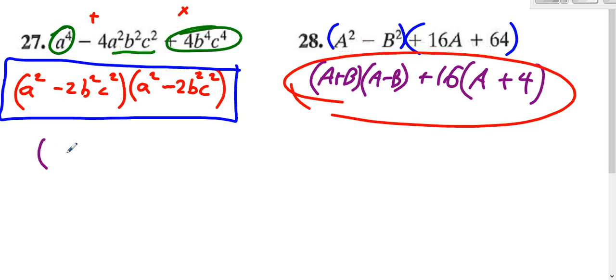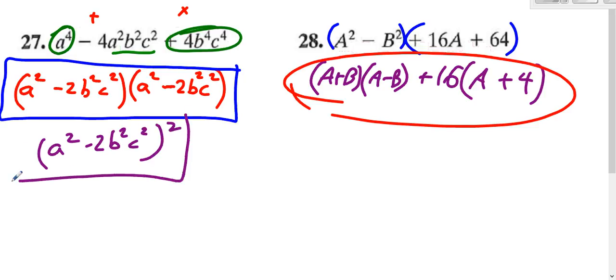Factoring out 27, you could combine that because it's the exact same thing, and just say the whole thing squared. That would work. And 28, you could say prime, or if you did some work, that would be okay too. But it's not more simplified, so it's not worth doing.